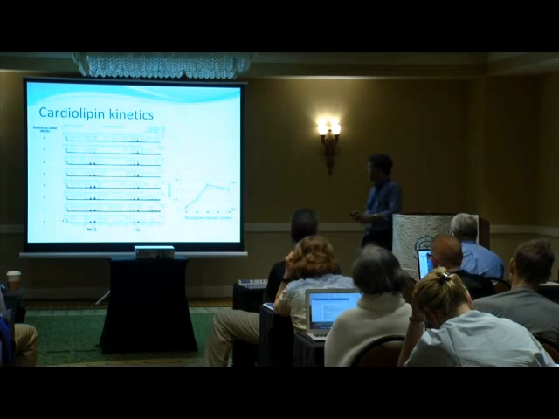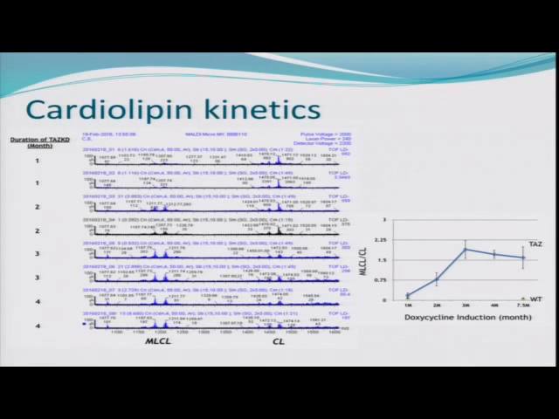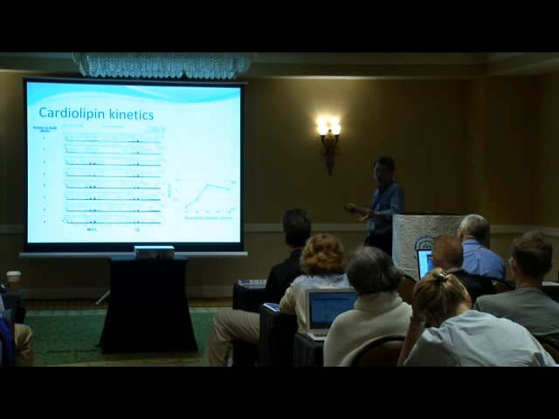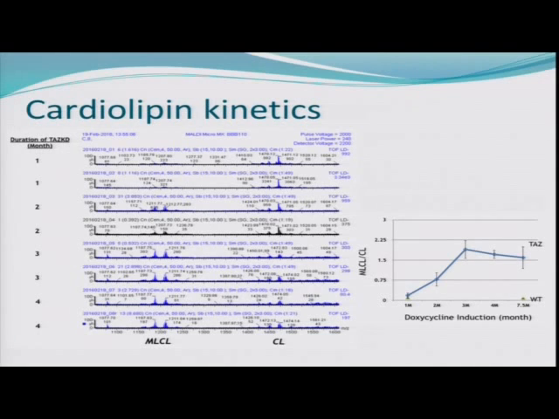When we looked at the cardiolipin kinetics, we're trying to figure this out. This actually now makes sense. This is months of tafazzin knockdown with doxycycline, basically. At 1 month, if you feed these mice doxycycline for 1 month, the cardiolipin mass spec spectrum really looks normal. It looks like wild type. At 2 months, you can start seeing bumps in the monolysocardiolipin, and by 3 months, really, it's completely reversed and very similar to Barth syndrome.